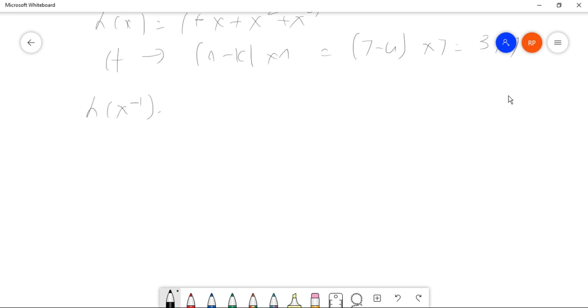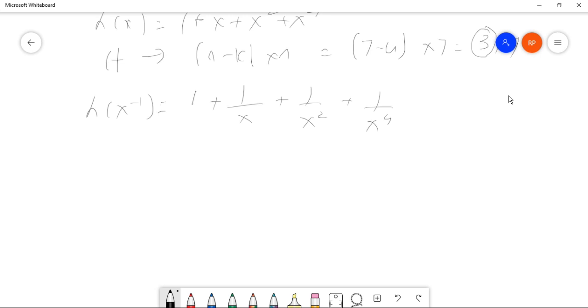So what we have to do? First, take the inverse, h of x raised to minus 1. How to do it? 1, leave it as it is. Rest all, take them into the denominator. So it will become 1 plus 1 by x plus 1 by x square plus 1 by x raised to 4. Once you have this, we need 3 rows.